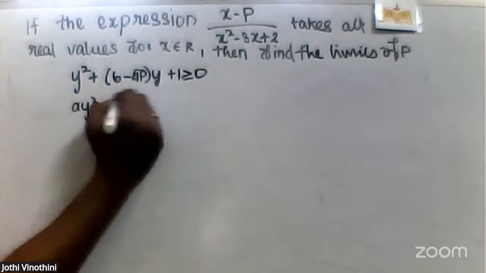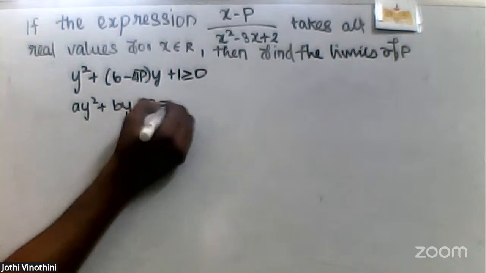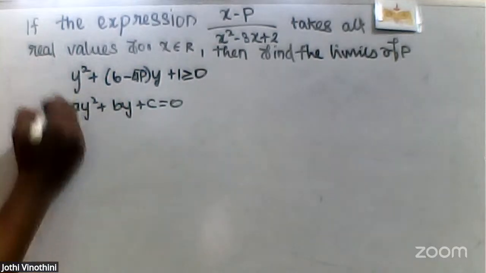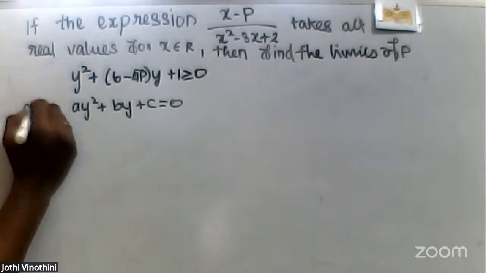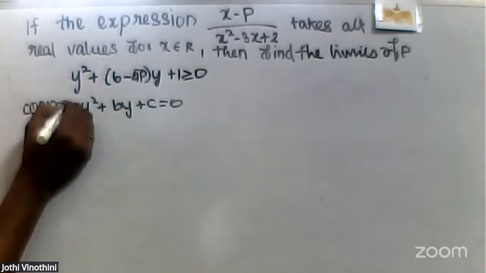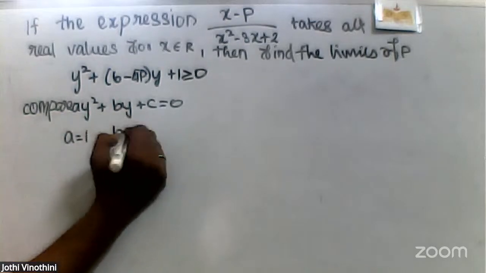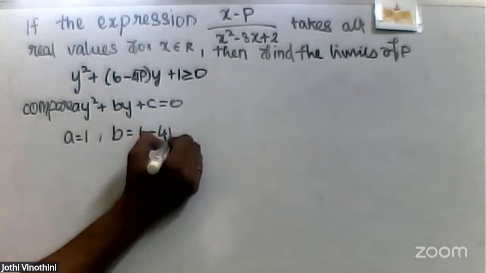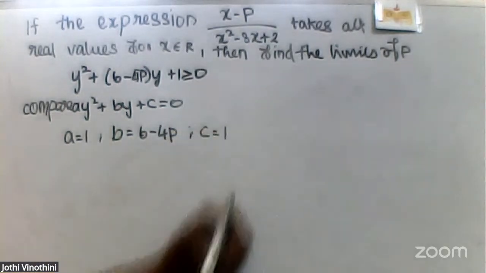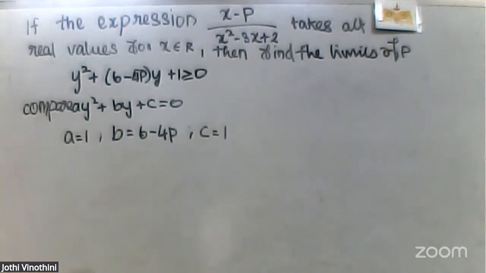ay squared plus by plus c equals 0. Okay? We are going to compare both the things. Compare. So a must be equal to 1 and b must be equal to 6 minus 4p and c must be equal to 1. Clear? Clear.